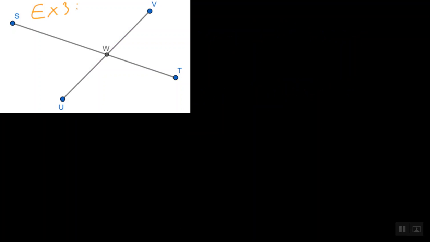Alright, let's check out our next set of geometric statements. Okay, for example 3, we have two lines intersecting at point W. Now point W is not remarkable except that it's just the point of intersection. Now, what do we know when we have two lines cross? Well, we know that we actually create vertical angles. We know that our opposite angles are congruent to each other.